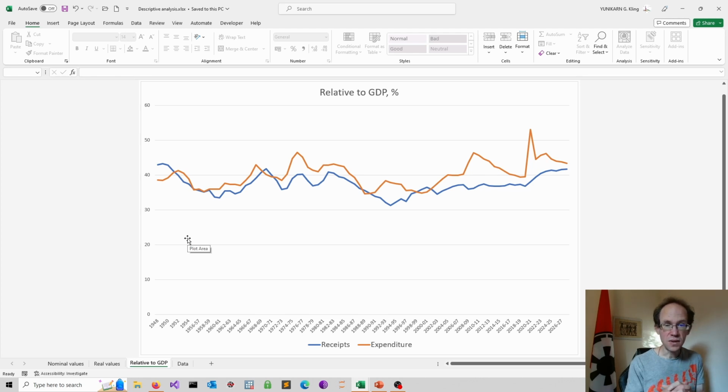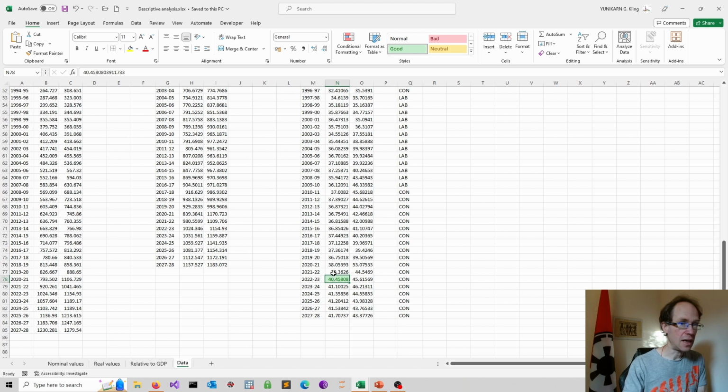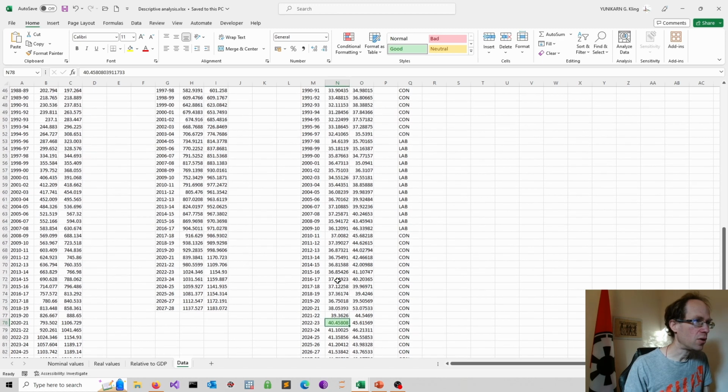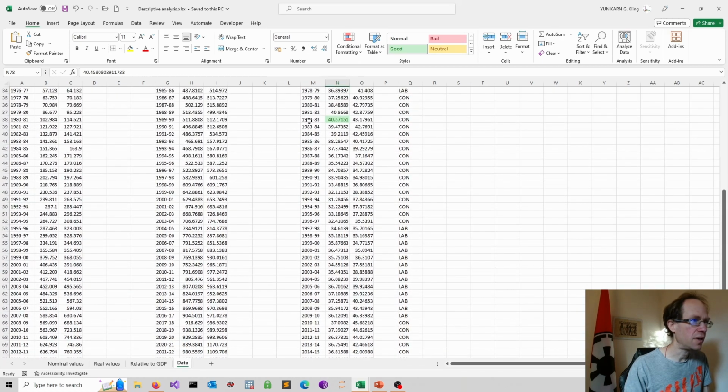Let's look into the data a bit more carefully. Have a look at the current level, which is 14.458%, and compare this to previous values. And you can see we had a similar level in 1982 and 83. Of course, this was under a conservative government, which is interesting to note.